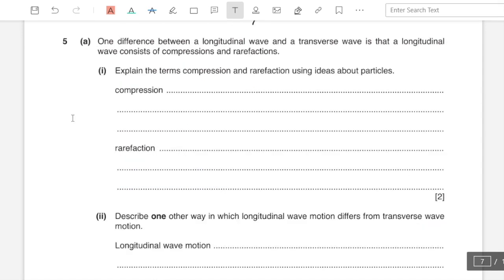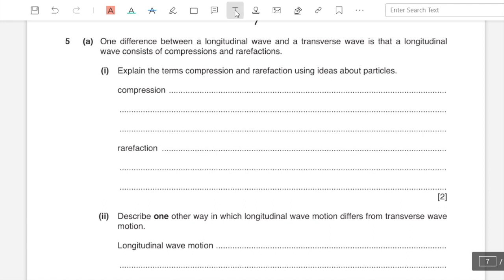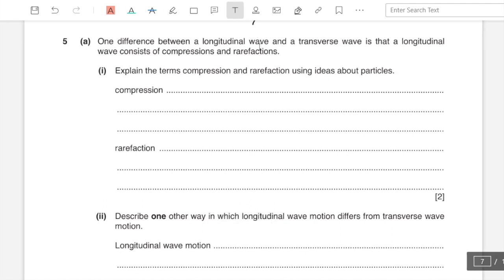Question number 5a. One difference between longitudinal wave and a transverse wave is that a longitudinal wave consists of compressions and rarefactions. 1. Explain the terms compressions and rarefaction using ideas about particles. Alright, so we can either use particles or pressure to differentiate between compressions and rarefactions, but since here the question is only asking about the idea of particles, we need to stick to that rule.